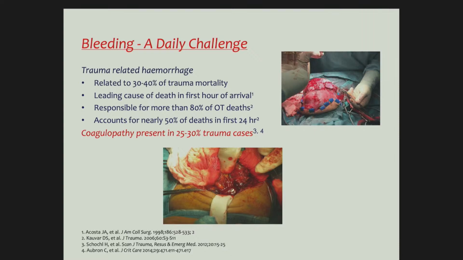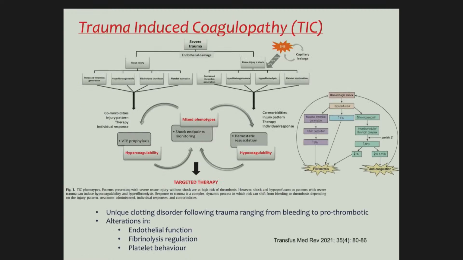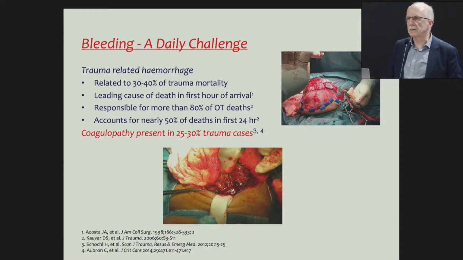So it's a daily challenge, and studies from trauma have shown that up to 30 to 40% of trauma mortality is related to underlying coagulopathy. Coagulopathy is present in about 20 to 25% of trauma-associated cases, so these patients are presenting at the emergency department already coagulopathic. Historically, trauma-associated coagulopathy was always thought to be due to hemodilution. They had been given some or a lot of resuscitation fluid before they came to the ED, and they were coagulopathic.